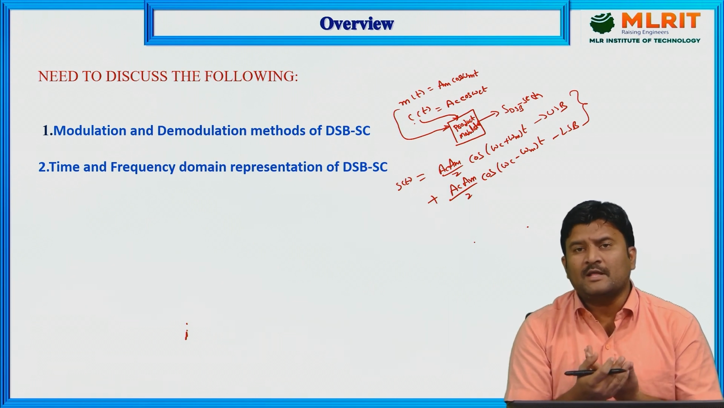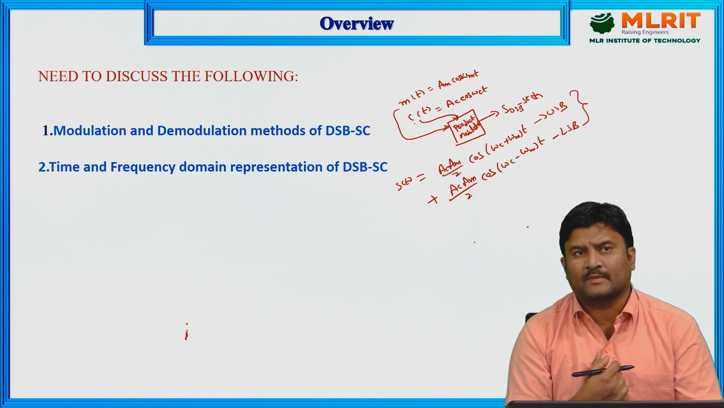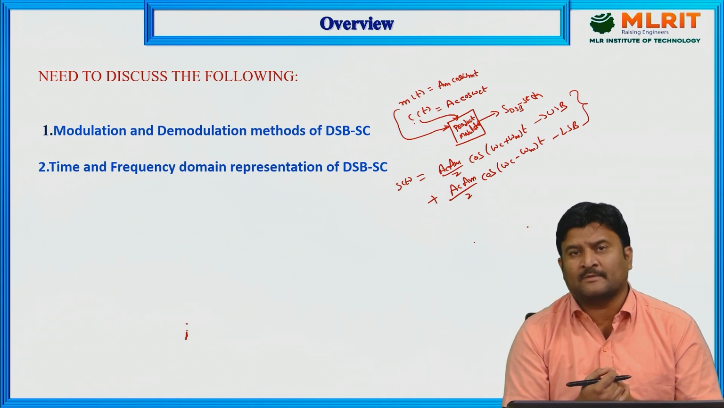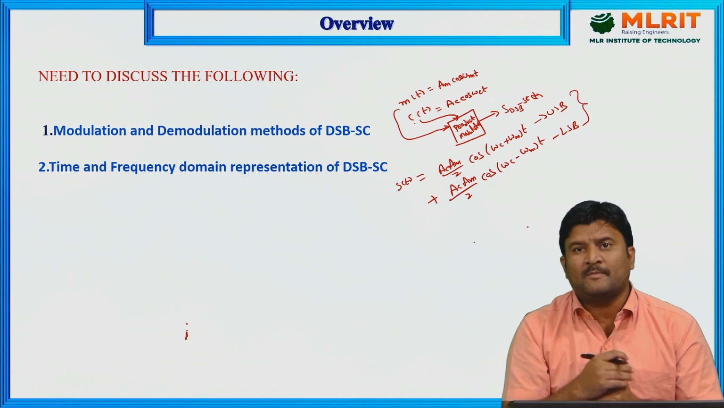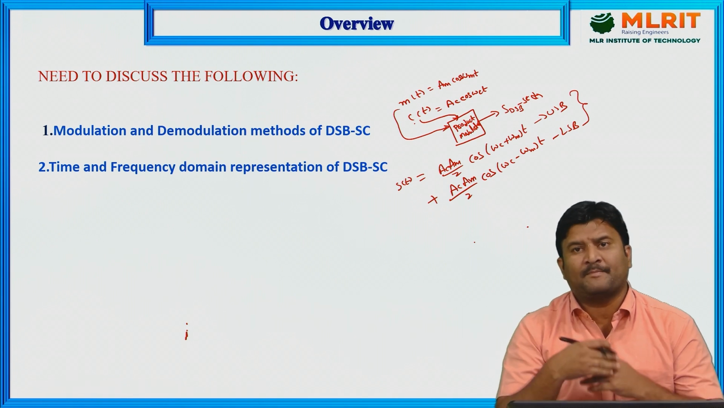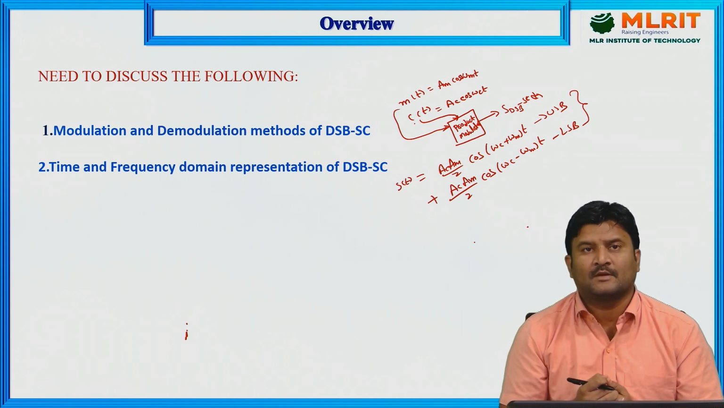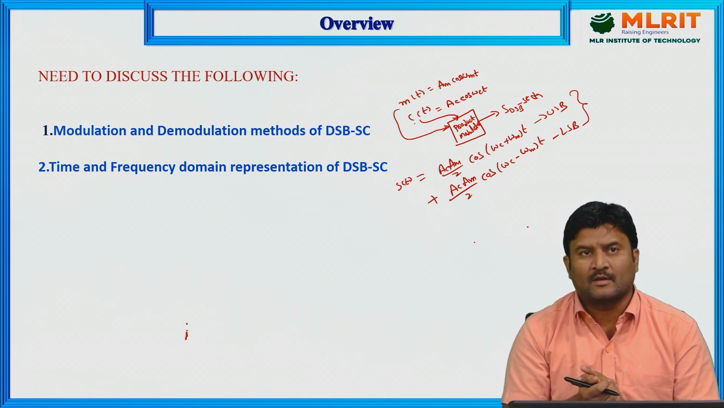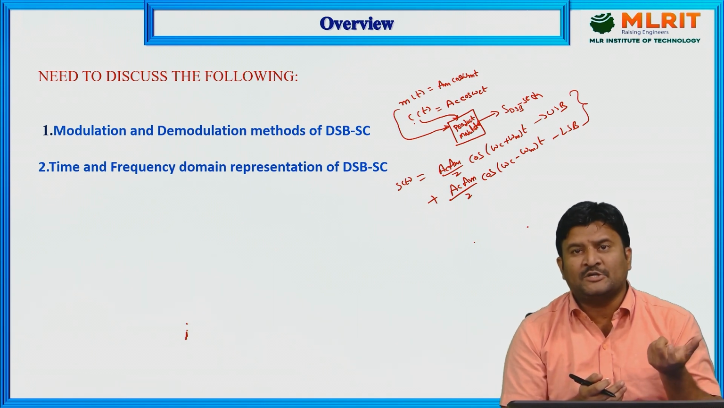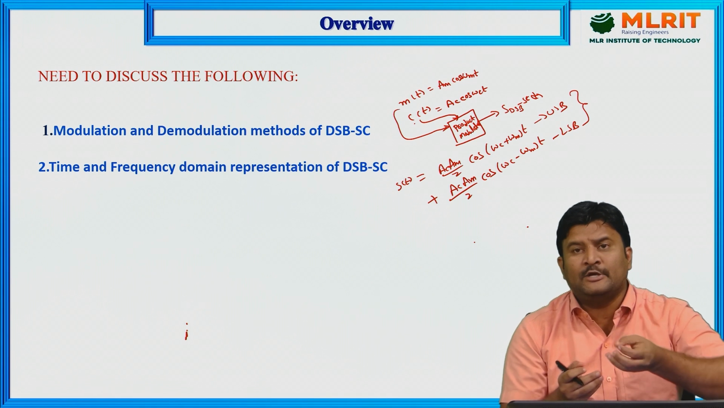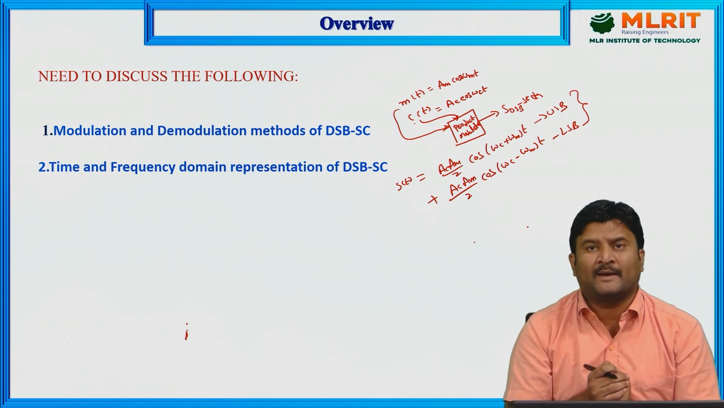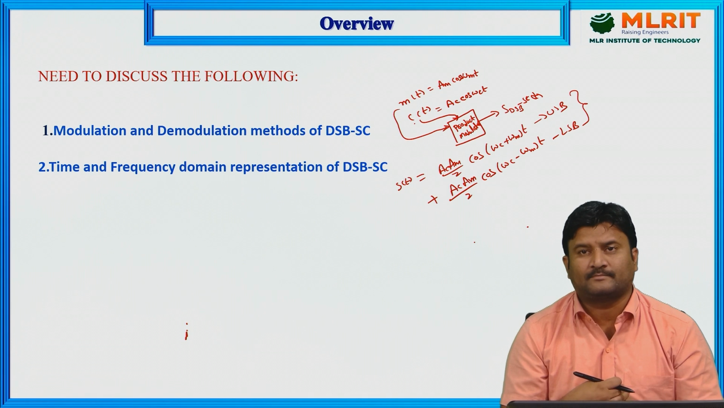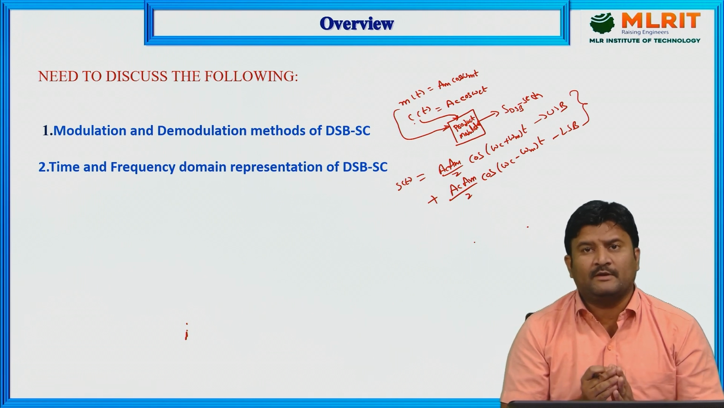Then what are the different methods we have? After that, the time and frequency domain representation. If you take the time domain representation, you can apply the Fourier transform, and then we go for the frequency domain representation. The expression in terms of t is the time domain, and in terms of frequencies, that is called the frequency domain. Then one by one we need to look.